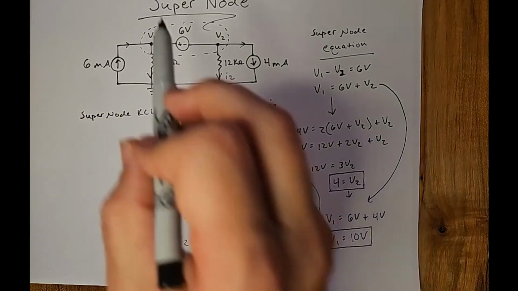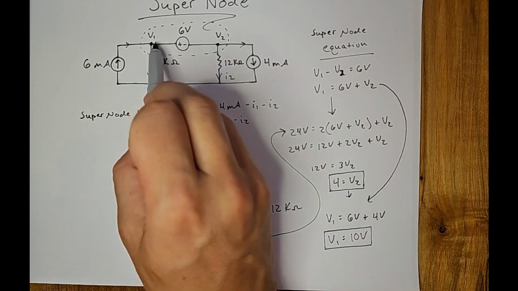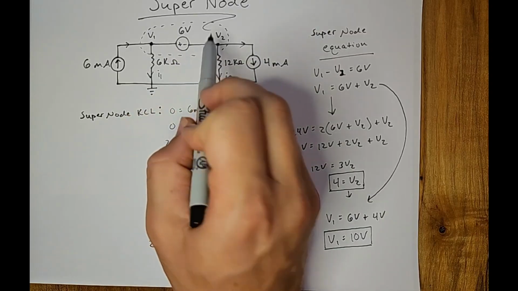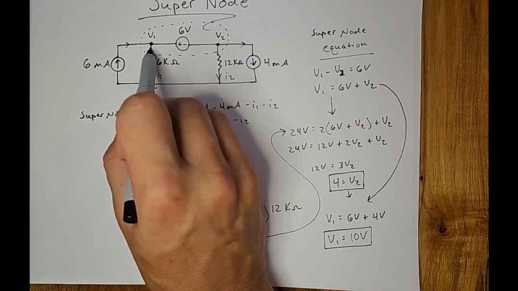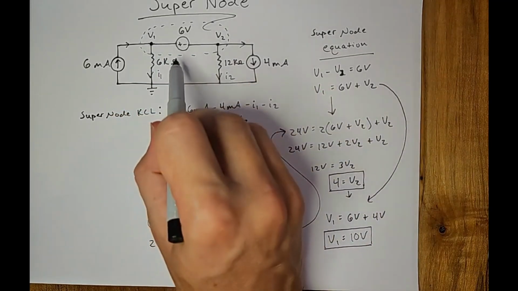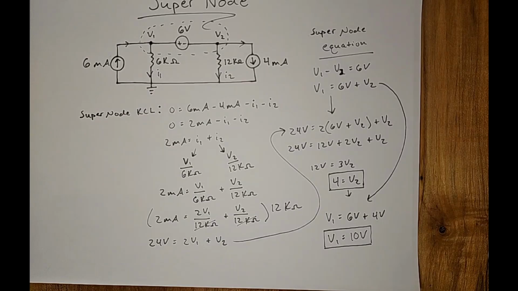So the big takeaway of this, whenever you see a supernode, enclose it in its own thing, use this as your first equation, then do KCL to the whole node. Don't do KCL for V1 and KCL for V2, KCL for the whole node. If you do those two steps, it's the exact same as any other problem.